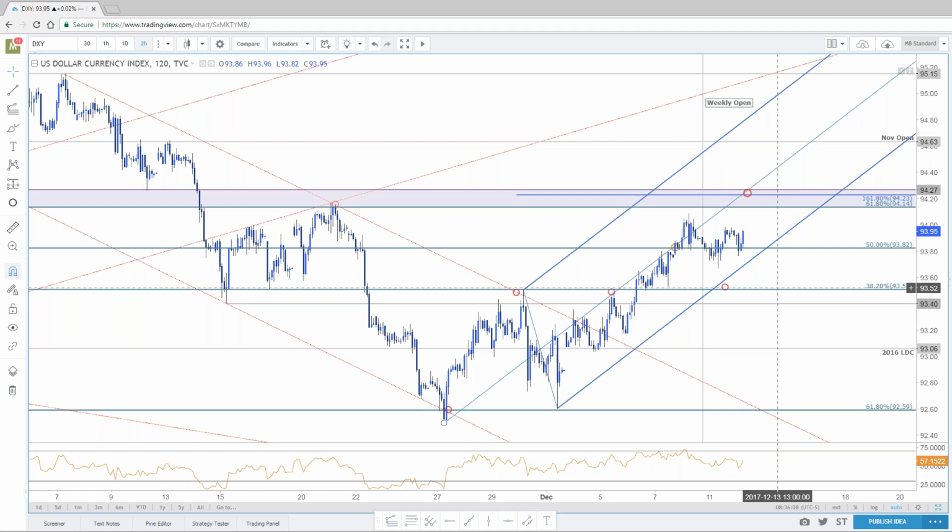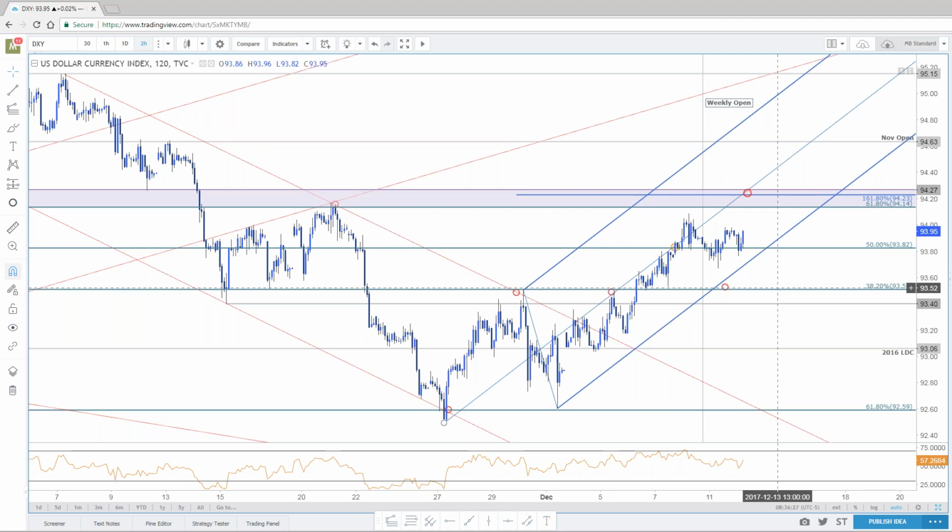Any questions here on the index before we move off? Iman says, and please Kiwi yen. Kiwi yen, I got you. New Zealand JPY for Iman. Okay.